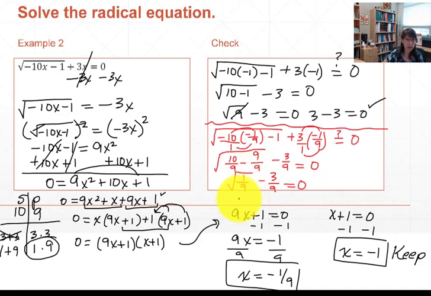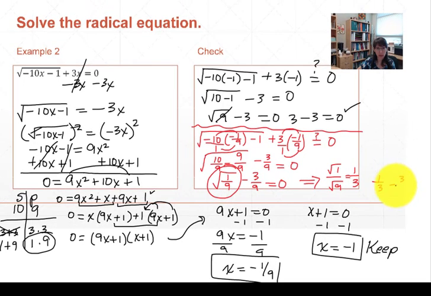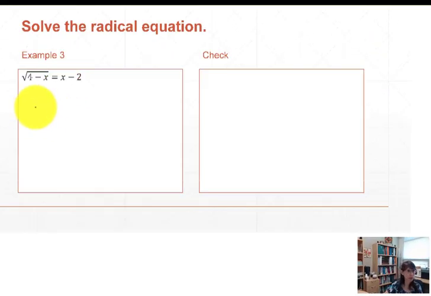Now with the square root of 1/9, remember our quotient rule is going to help us to work with that. Square root of 1 over square root of 9. That's the same thing as 1/3. So this first term, square root of 1/9, that is really 1/3. So what we have is 1/3 minus 3/9 equal to 0. Well, I bet we could reduce 3/9. Isn't that the same thing as 1/3? So 1/3 minus 1/3 equals 0. 0 does equal 0. So both of our answers really do work. Okay, both are acceptable.